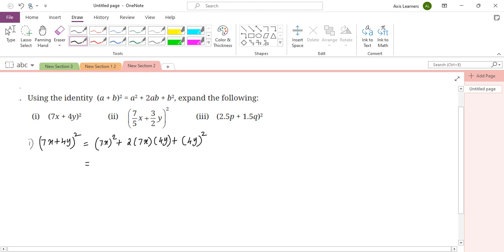Now we can expand it. 7x the whole square, so we can find the square for both. First 7 square, 7 square is 49. 49x square plus 2 7s are 14, 14 into 4 is 56, 56xy. The variables are x and y, so write both. This is over. Now third term, 4y the whole square. 4 square is 16, so 16y square. That's all. This is the expansion of 7x plus 4y the whole square. We have used this identity here.